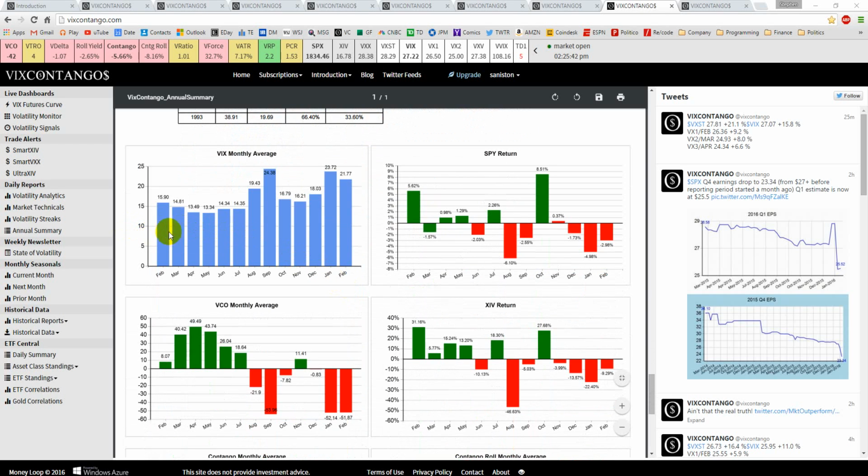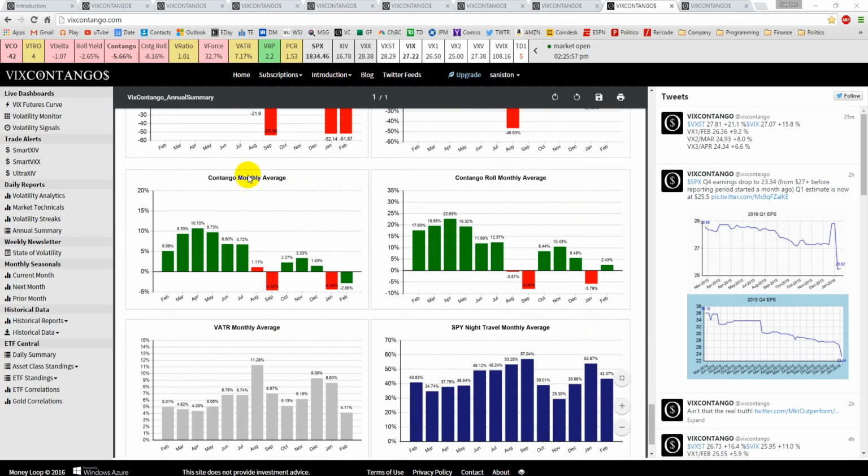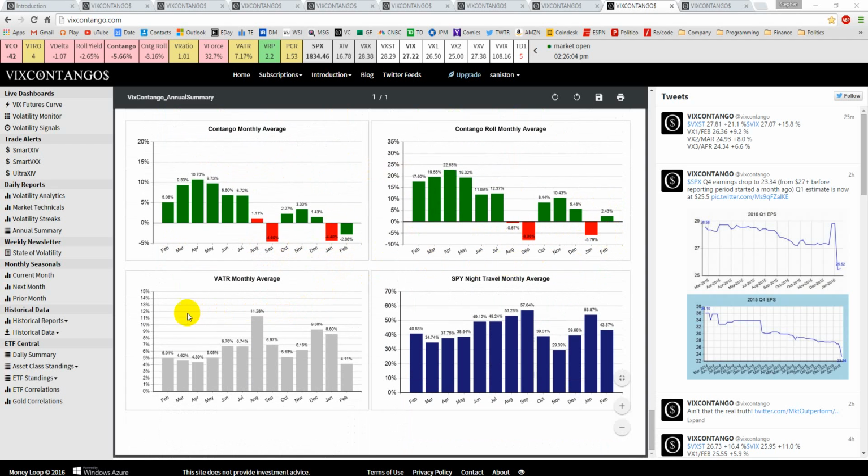This is the VIX monthly average for the last 12 months. We have the SPY return by month for the last 12 months, the VCO monthly average for the last 12 months, the XAV return for the last 12 months, the contango monthly average for the last 10 months, the contango roll monthly average for the last 10 months, the VIX ATR monthly average for the last 12 months, and the SPY night travel monthly average for the last 12 months.